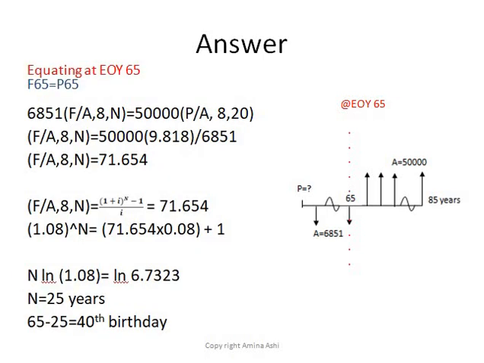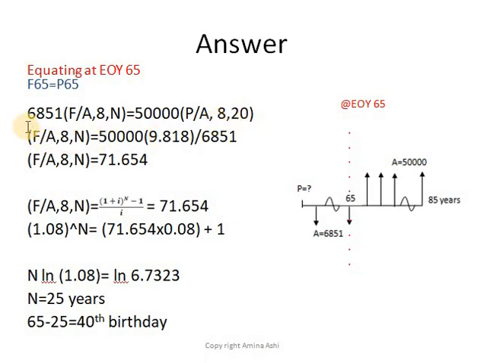So the answer will look like this. The future at year 65, this means that I'm getting the future of these amounts. F equals A into F knowing A, I, N. This is N, which is unknown. I don't know what's the period from here, this present, till here. It is equal to the present at 65. This means that I'm getting the present of these amounts. So P equals A into P knowing A, I, 20.